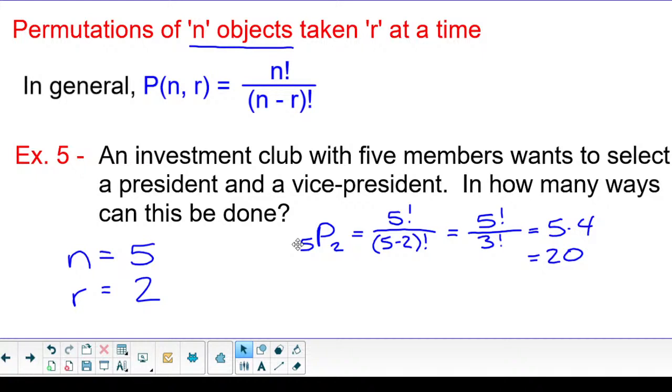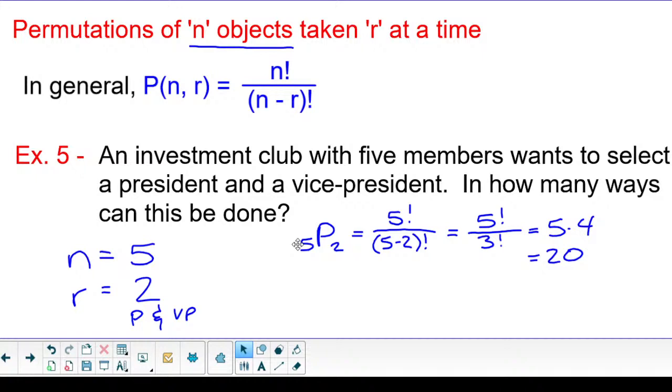Travis. So does the 2 represent the fact that you're only selecting the president and the vice president? That's exactly what it represents. President and vice president? There you go, great question. So on your calculators, can you please do 5 permute 2 and confirm that you get 20?